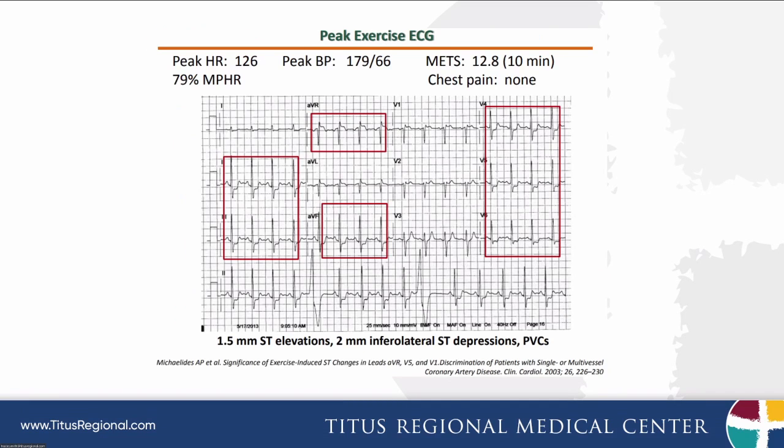So this is a typical EKG you might see on a patient who has a positive stress test. You can see that in the inferior and lateral EKG leads, there are significant ST segment depressions. This particular patient did not have any significant chest pain, but he did have a positive stress test because of these EKG changes.